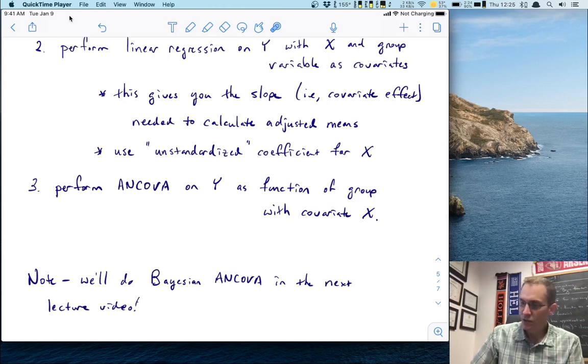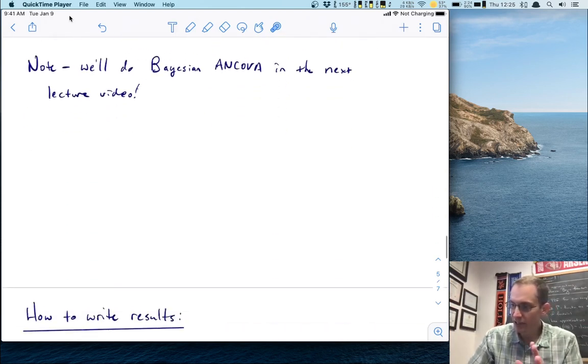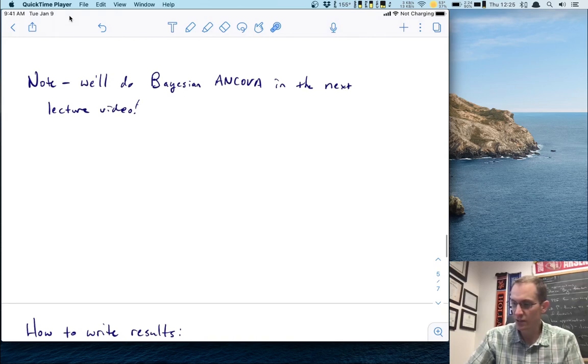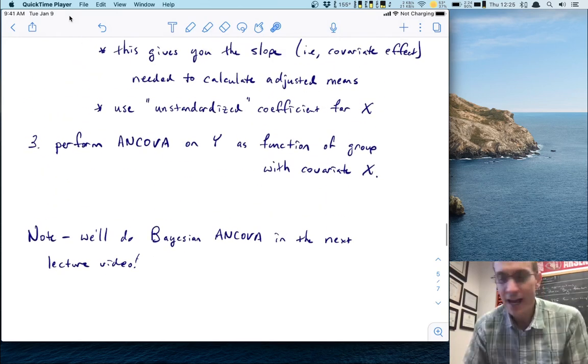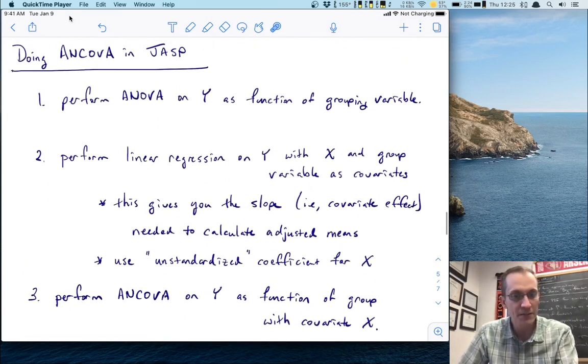Okay. So that's what we're going to do. After we do this, we're going to learn how to write the results. So let's go to JASP and let's do these 3 steps.